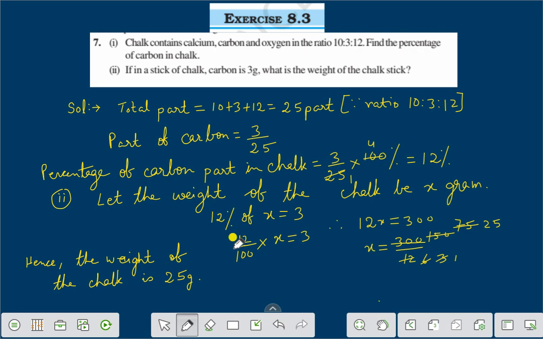Here again you see that the ratio is 10 is to 3 is to 12. Therefore, total part will be 10 plus 3 plus 12, that is 25 parts. Since the given ratio is 10 is to 3 is to 12, the part of calcium is 10, part of carbon is 3 and part of oxygen is 12. Therefore, part of carbon is 3 by 25. Percentage of carbon in chalk is 3 by 25 into 100%, that is 12%. Let the weight of the chalk be x gram. According to the question, 12% of x is equal to 3. Therefore, 12 by 100 into x is equal to 3, or 12x is equal to 300, or x is equal to 25. Hence, the weight of the chalk is 25 gram.